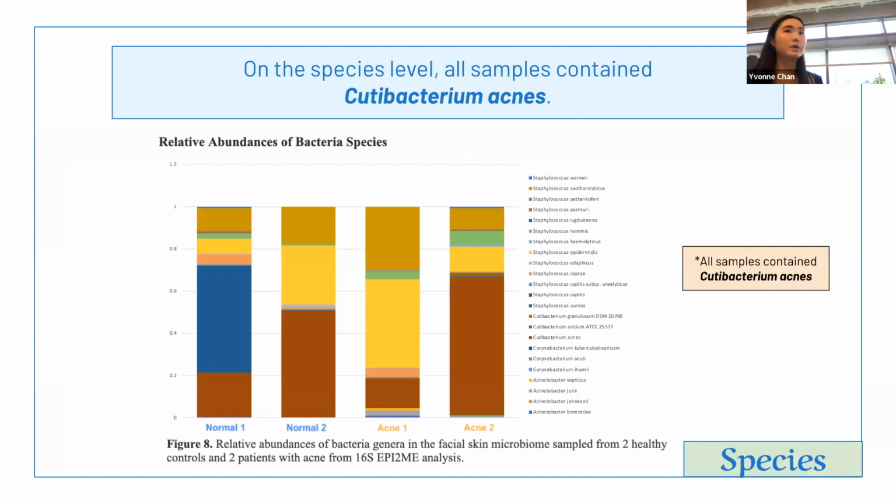And when I looked at the species level, I only selected for bacteria that were already known to have a relationship with acne. And so these are definitely not all the species that were found, but it's the bacteria that is heavily related to acne. And so on the species level, we can see that all samples contain Cutibacterium acnes. And as I've mentioned before, it was previously known that Cutibacterium acnes was the cause of acne, but we can see here that all the normal and the acne samples had Cutibacterium acnes.